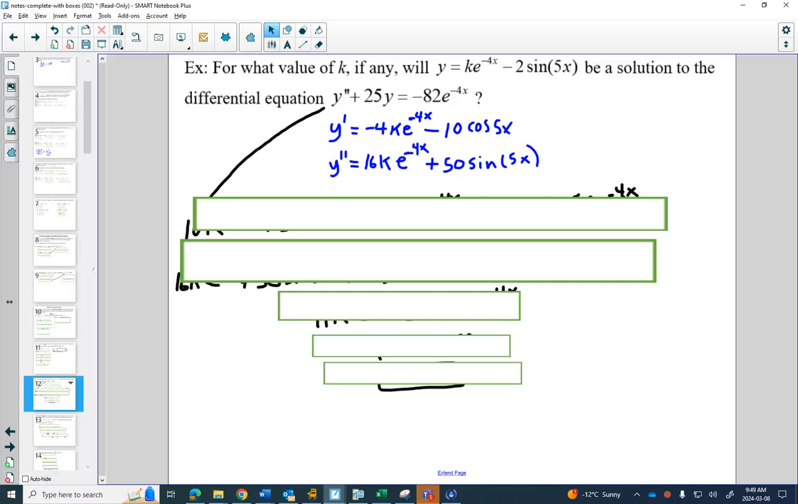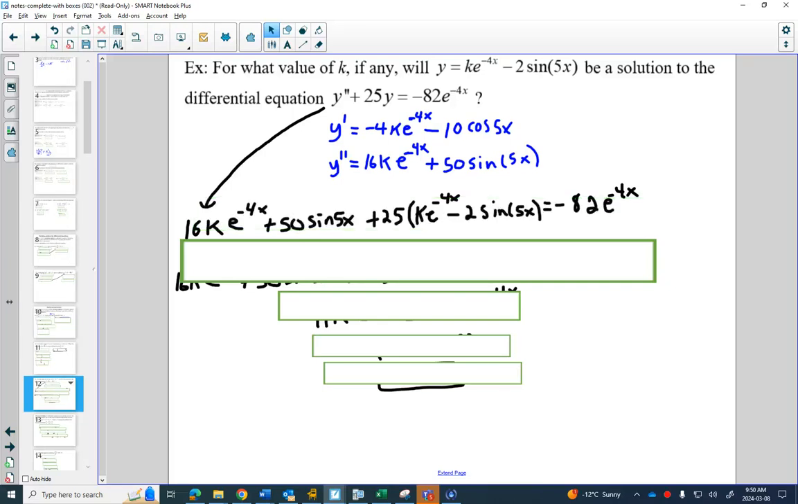Now my differential equation has a y double prime, and it has a y, and it's equal to negative 82e to the negative 4x. So where the y double prime is, I could substitute, and I'll put it in blue brackets here, right? All I did was substitute in the y double prime for that part. And I'm going to change these brackets to green.